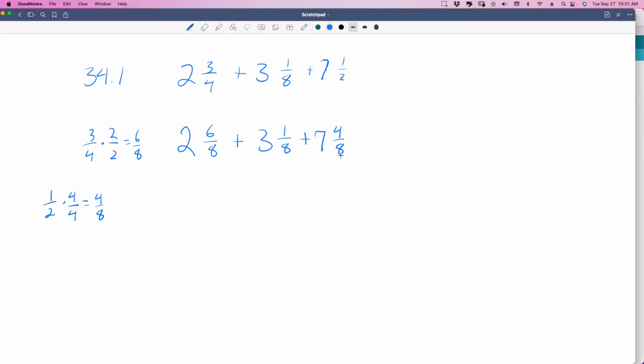Now, if we look at 4 over 8, isn't that the same thing as half? It is, because 4 out of 8 is half of 8. So that is why it retains the same value. We're splitting up the number 1 into different parts. It's still the value of 1, so it retains the value that it has to start with. But now that we have all the denominators the same number, it's a lot easier to do the math. 2 plus 3 is 5. 6 plus 1 is 7 over 8.